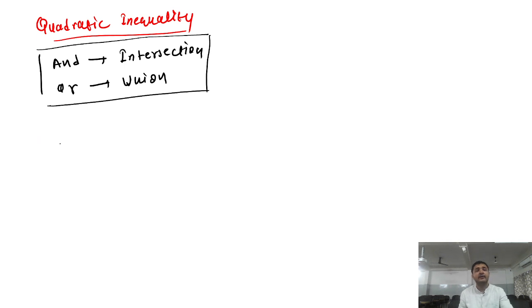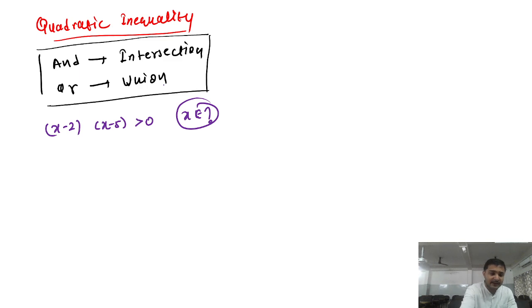Okay. Let's say we have (x minus 2)(x minus 5) greater than 0. This is an inequality you need to solve, finding all the values of x for which it is satisfied. What are they asking? x belongs to what? If I put x equal to 7, then 7 minus 2 is positive and 7 minus 5 is positive. Positive into positive, yes, it is going to satisfy.